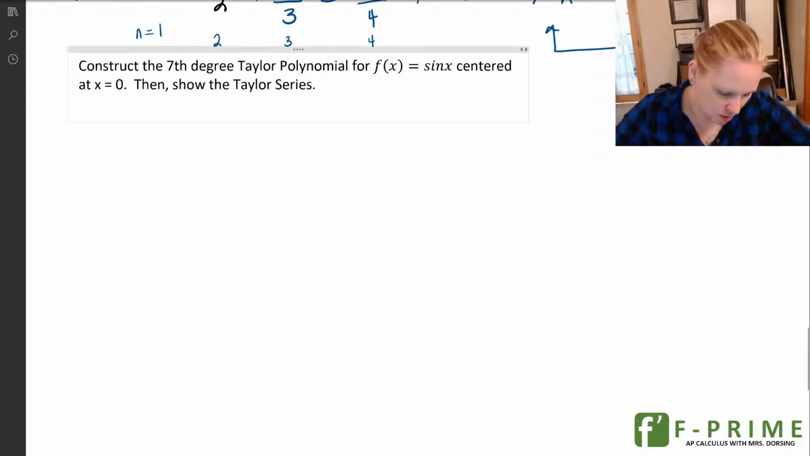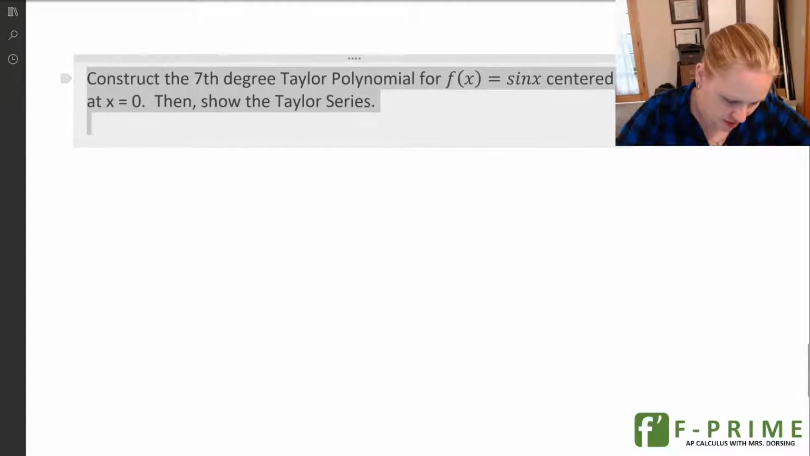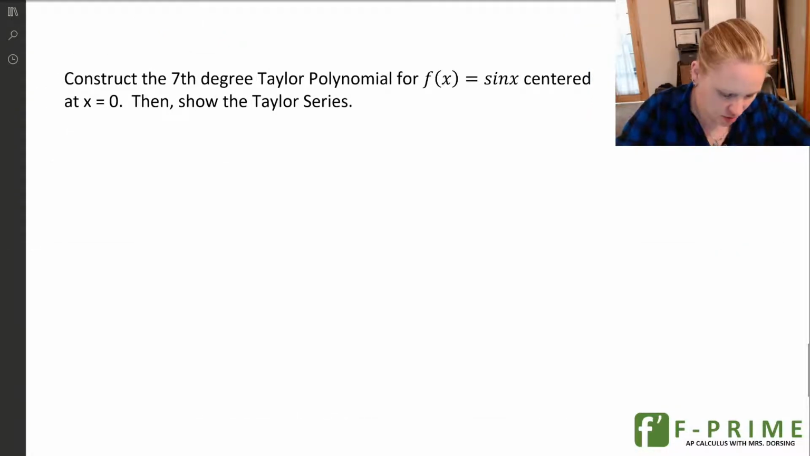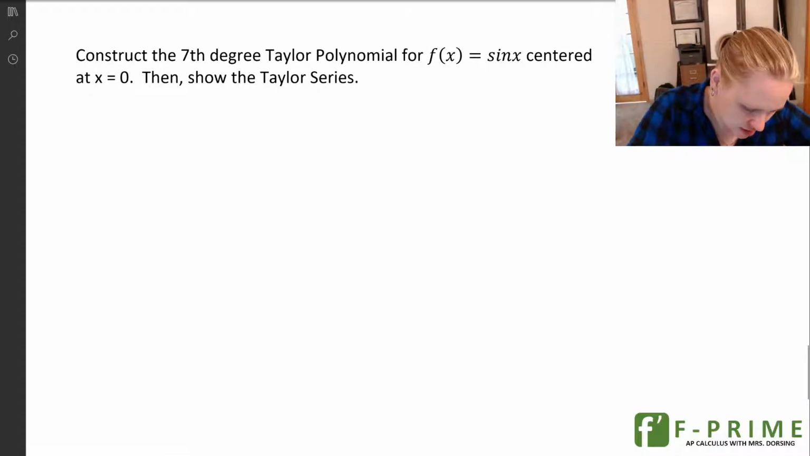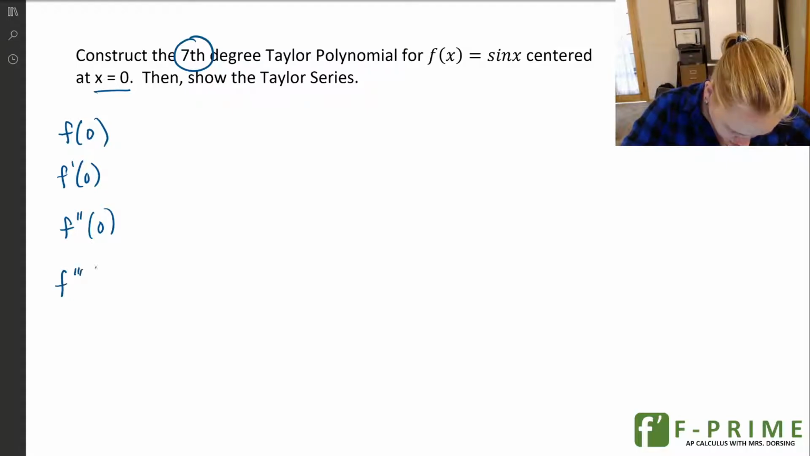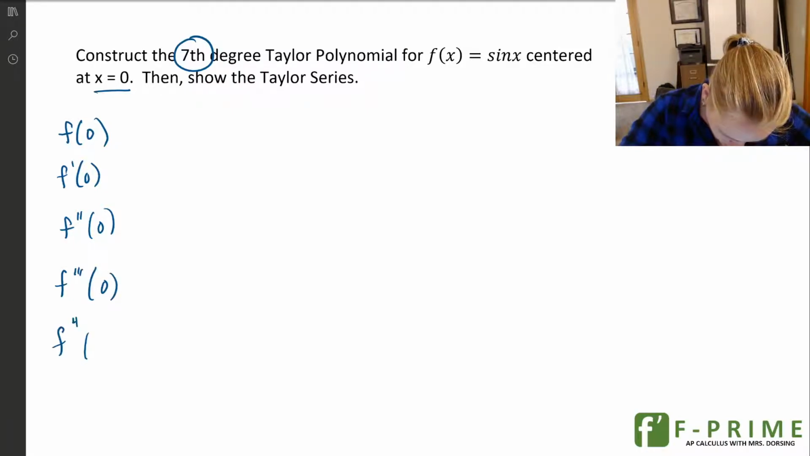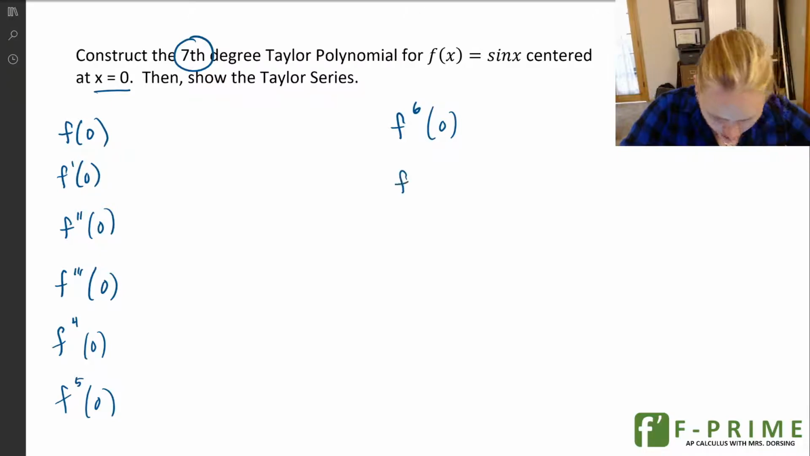So we are going to construct now a 7th degree polynomial for sine of x, and we're going to center it at x equals 0. Then we're going to show the Taylor series. So like I said, we need to know a couple of things. If we're centered at x equals 0, we need to know f of 0, f prime of 0, f double prime of 0, and we're going to the 7th degree. So the 3rd derivative at 0, the 4th derivative at 0. Wow, look at all these derivatives. The 6th and the 7th.